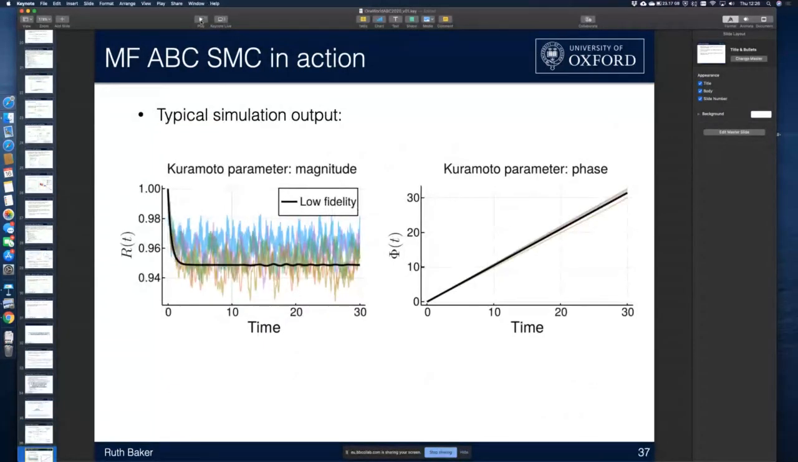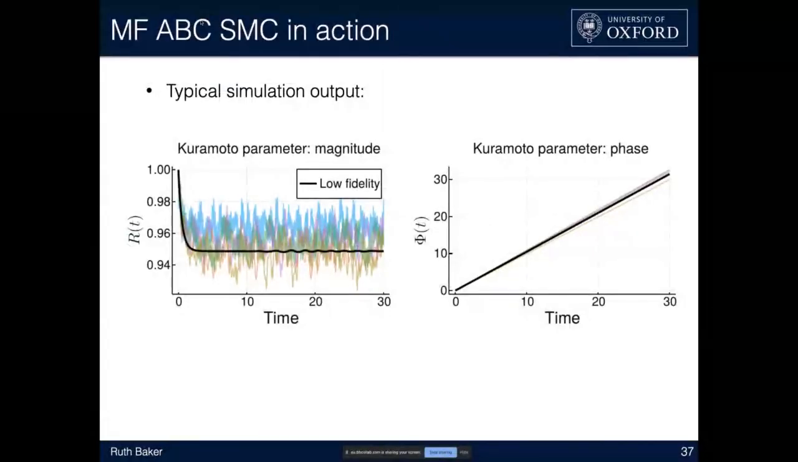Okay, and here's just some typical simulation output. So you can see that you estimate the phase pretty well, and that the noise in this comes in from the fact that individual oscillators have got their own angular velocity.